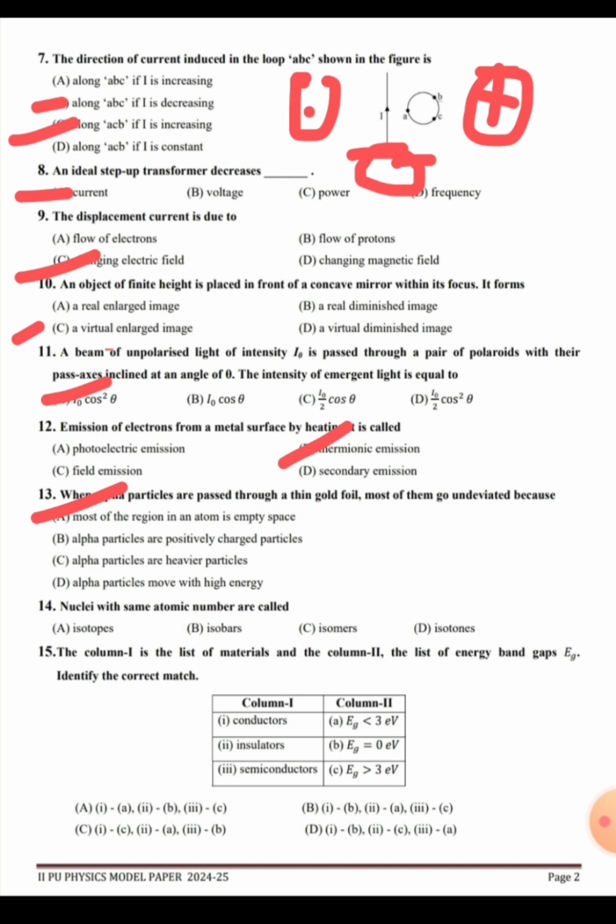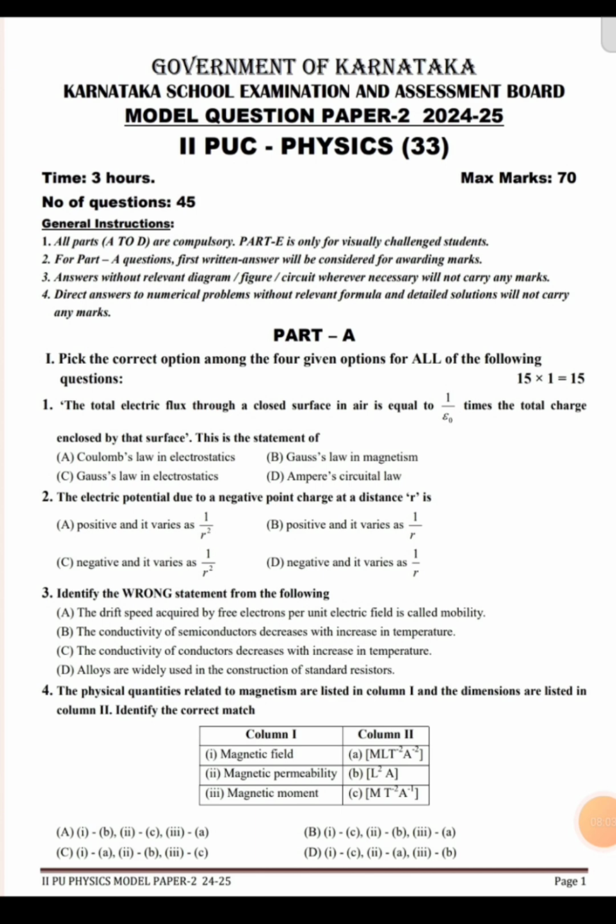Option A. Nuclei with the same atomic number are called isotopes. So here conductors, insulators and semiconductors energy band gap is given. So this is option D. So next paper, MCQ questions are like this.